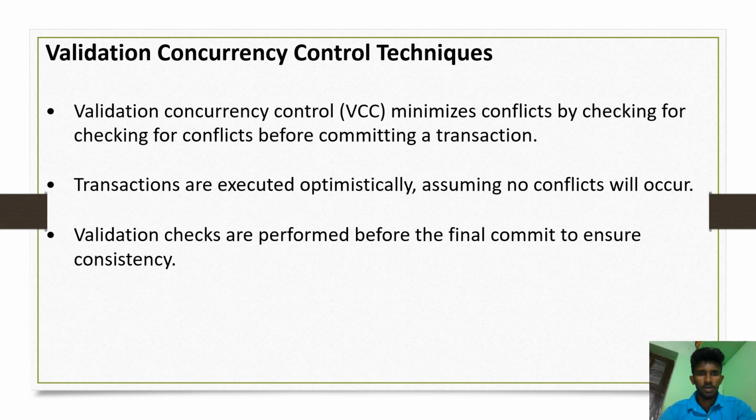The next one is the validation concurrency control technique. Validation concurrency control minimizes conflicts by checking for conflicts before committing a transaction. The transactions are executed optimistically, assuming no conflicts will occur, and the validation check is performed before the final commit to ensure consistency.